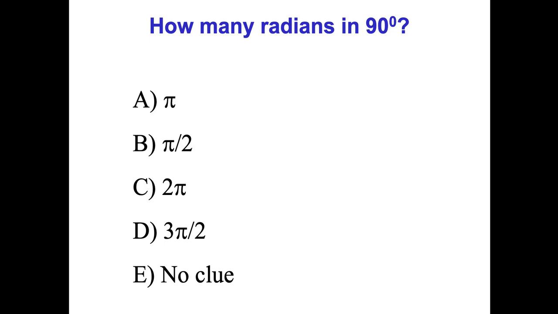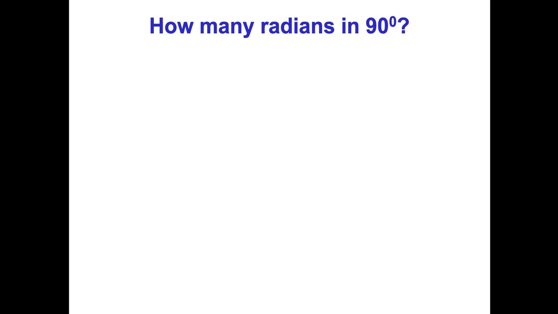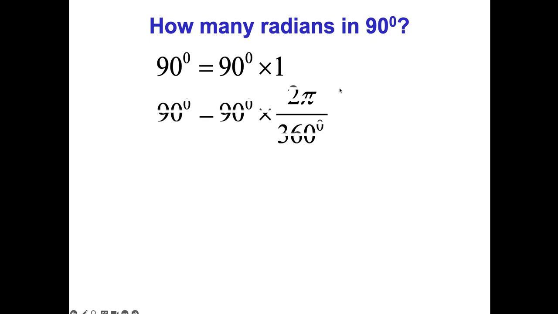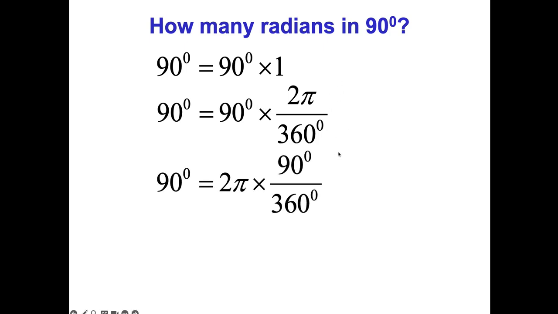There's a myriad of ways of doing this, right? You could look at your unit circle and pull it off of there, or you could use the conversion factor. So right, 90 degrees times 1, and I could just change this 1 into 2 pi over 360 degrees. Notice my degrees are going to cancel now. It's going to leave me in radians. This should be a rad there.